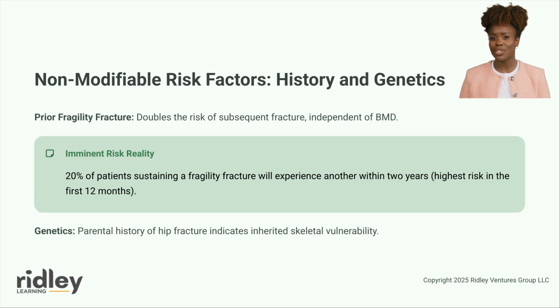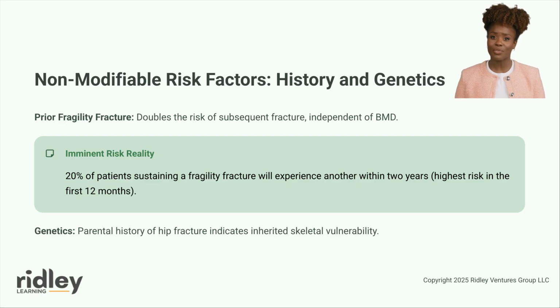Importantly, the risk of subsequent fracture is highest in the immediate period following an incident fracture. This concept, now termed imminent fracture risk, has significant implications for treatment urgency. Studies demonstrate that approximately 20% of patients who sustain a fragility fracture will experience another fracture within the subsequent 2 years, with the highest risk concentrated in the first 12 months. This recognition has driven guideline recommendations for prompt initiation of pharmacologic therapy, and particularly consideration of anabolic agents in patients with recent fracture who are at very high risk for subsequent events.